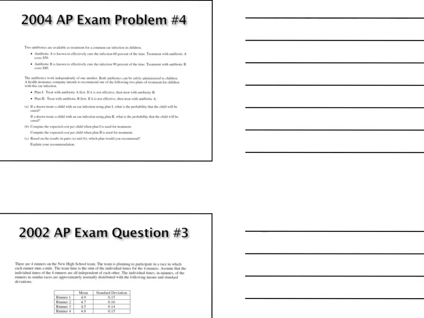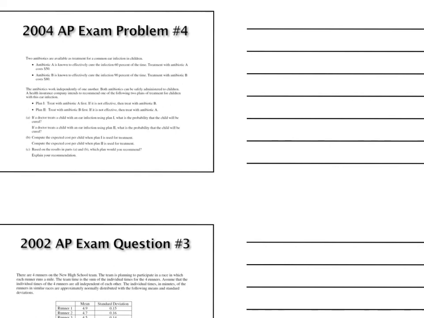So plan 1, they treat with antibiotic A first, and if it's not effective, then they treat with antibiotic B. Plan 2, they treat with antibiotic B first, and then if that's not effective, they use antibiotic A. If the doctor treats a child with an ear infection using plan 1, what's the probability the child will be cured? If the doctor treats the child with an ear infection using plan 2, what is the probability that the child will be cured?